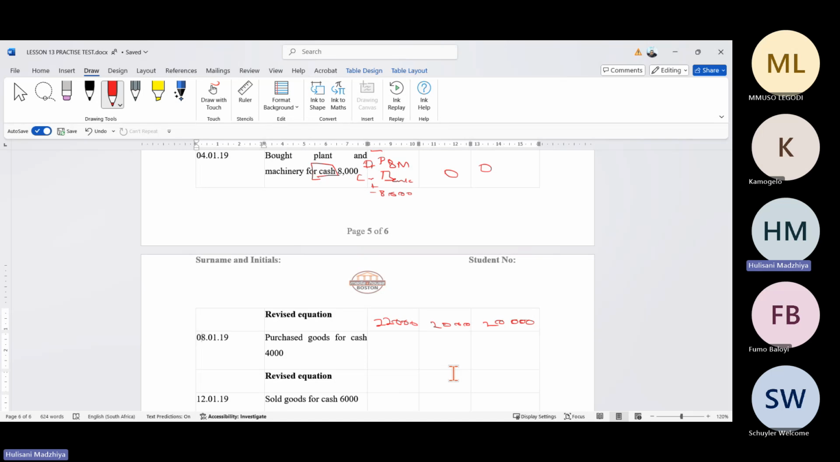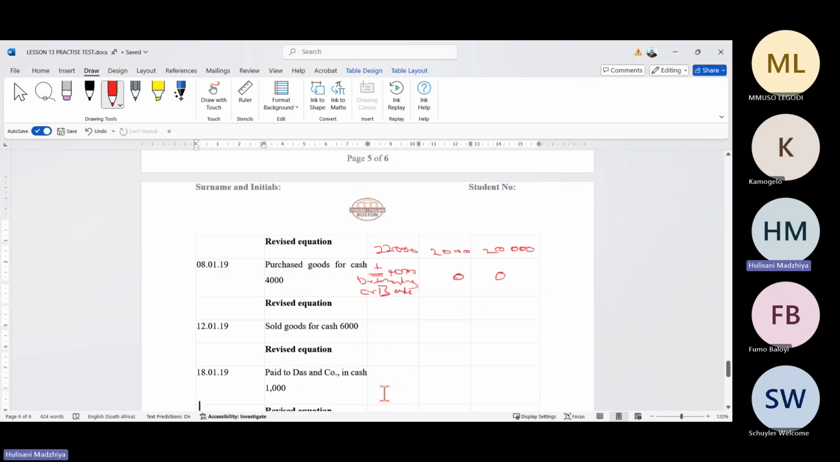On the 8th of January, it says that he purchased goods for cash, 4,000. The moment you purchase something for cash, the bank account is affected. Then what did he purchase for cash? Goods. So this means that inventory is affected, which is already an asset. Which one is increasing? Inventory is increasing, our bank account is decreasing. So we're going to have plus or minus 4,000 over here, and then this side, 0, 0. Any questions? Okay, no questions.